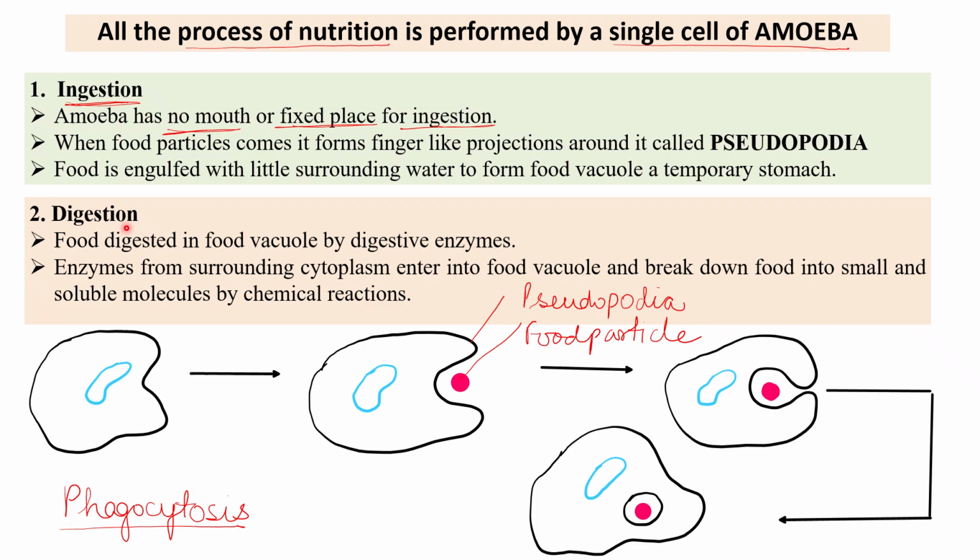Now begins the second step, that is the digestion. When the food particle enclosed in the food vacuole is taken inside, what happens? The enzymes from the surrounding cytoplasm enter the food vacuole and break it into small and soluble molecules via chemical reactions.